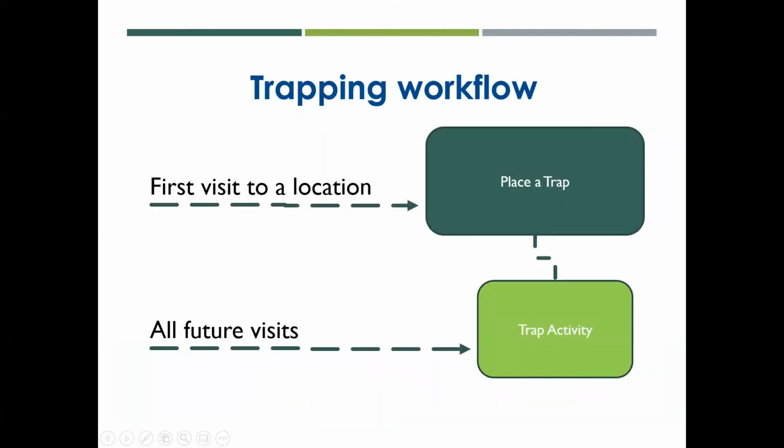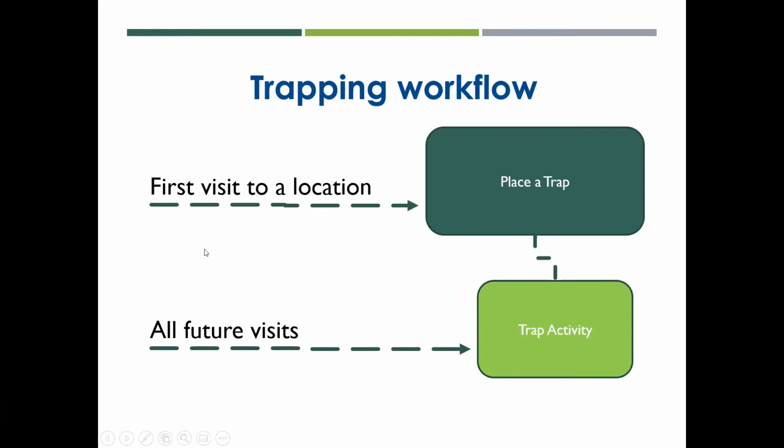Trapping workflows. The way the Field Maps application and the data form are designed is to view a first visit to a location as placing a trap. And this is something that's a little bit different from last year. They threw in placing a trap and then making a trap activity as installing it. This year, this first visit to the location indicates placing a trap, including installing the trap.